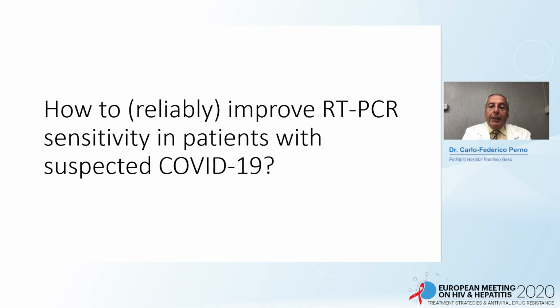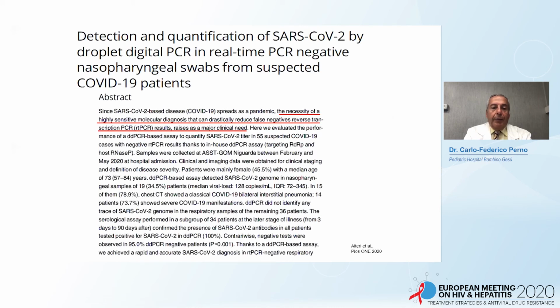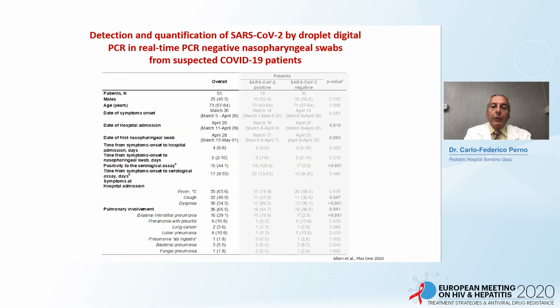And how to use digital PCR to improve the diagnosis, because it happens that swabs turn out to be negative even in case of a symptomatic patient. And this other paper that we did, very briefly, by using digital PCR shows that a substantial amount, 19 over 55 patients that had the symptoms without viral load positive by the classical methods, turned to be positive by droplet digital PCR.